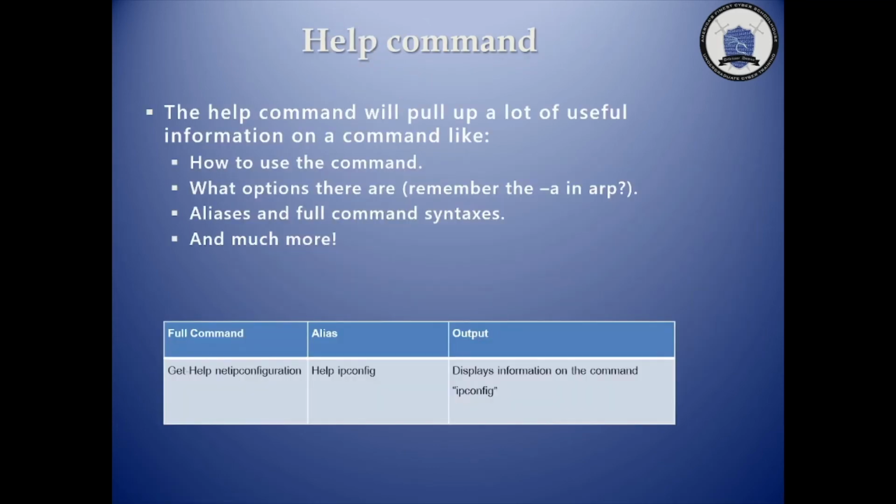Okay, and now I will go ahead and cover the help command. This is a very useful and important command to know how to use. The help command will pull up a lot of useful information on a command, like how to use the command, what options there are, aliases and full command syntaxes, and much more. So here's an example at the bottom. We have get help net IP configuration. An alias for this could be help ipconfig, and then the output would be that it would display information on the command ipconfig.